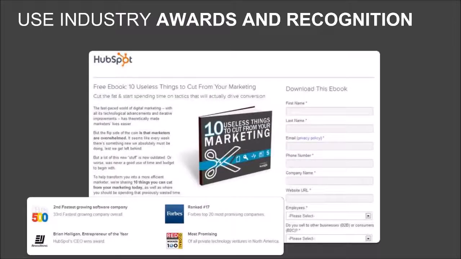And if it's relevant, if you've had awards or some sort of recognition, you can add that in there as well. For example, Forbes ranked it number 17, or someone was named Entrepreneur of the Year in your company. If you've got an award or recognition that adds a little to the credibility, then by all means add that in if it's appropriate.